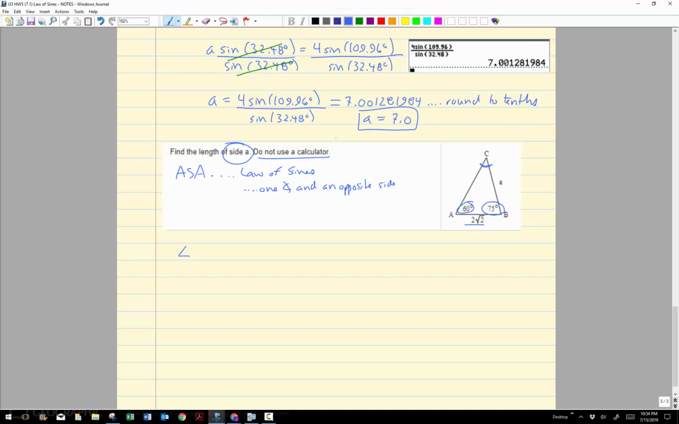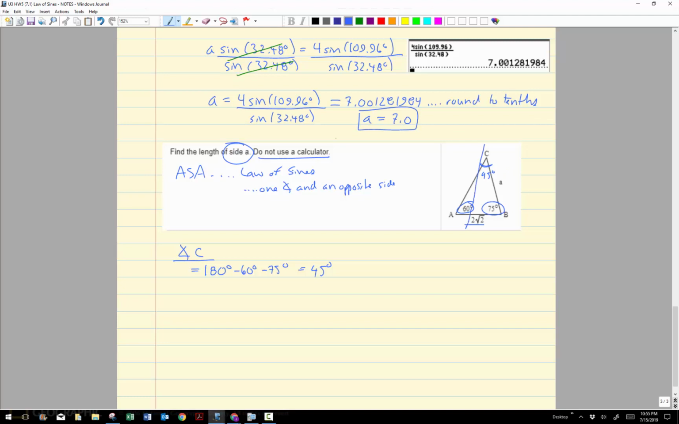So let's go ahead and start with angle C here. Angle C is going to equal 180 degrees minus 60 degrees minus 75 degrees. So 180 minus 60 would be 120. 120 minus 75 is going to equal 45 degrees. So this is 45 degrees.